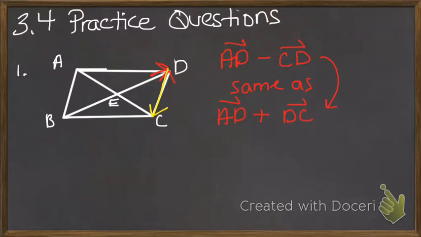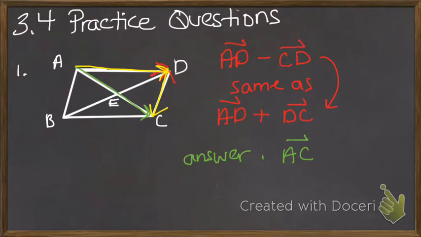So now let's look at what we have. AD and DC, right? We're adding the opposite. That's the same as subtracting. Well, what's our resultant vector? I'll draw the resultant in green, and that's going to extend from A down to C. So the answer is AC. All right, so that's number 1.